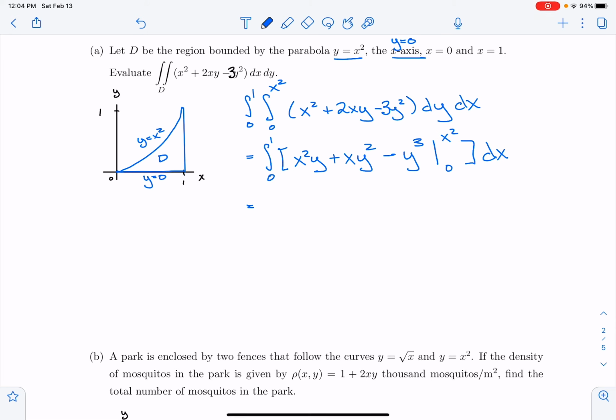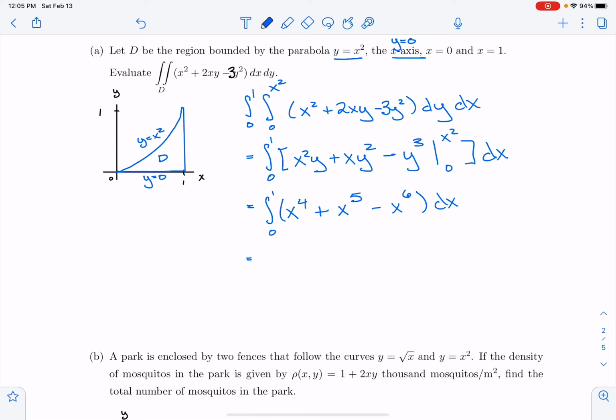So now I have the integral from 0 to 1. And let's see, x squared times, and then y is x squared. That's going to give me x to the 4th plus x times y squared. Y squared is going to be x to the 4th in this case, so I'm going to get x to the 5th. And then y cubed, that's x squared cubed, or x to the 6th. I'm going to integrate all of that dx.